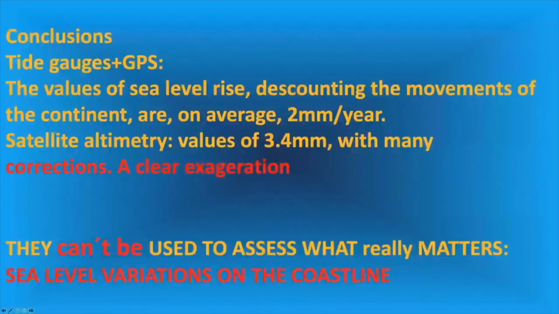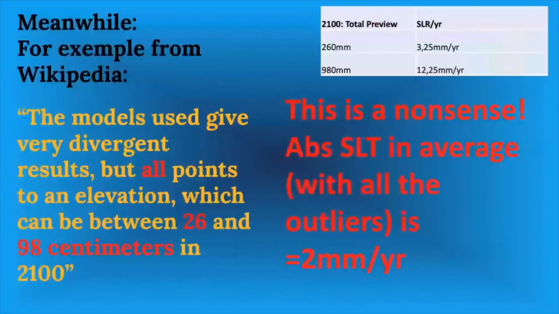and I'm being quite sympathetic about this data. Maybe it is less than 2 millimeters. So if from this average you pass to 3, 4 millimeters, there is something of an exaggeration. And also, what I said before, they can be used to assess what really matters, sea level variations on the coasts.